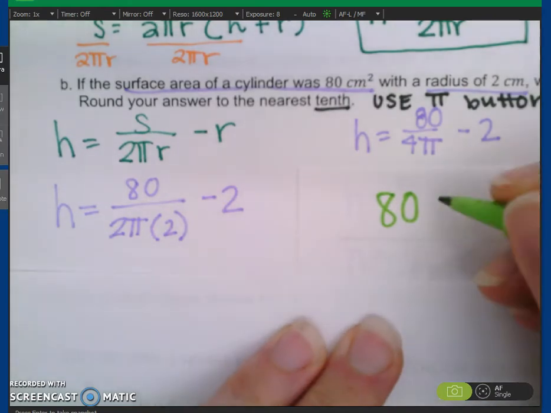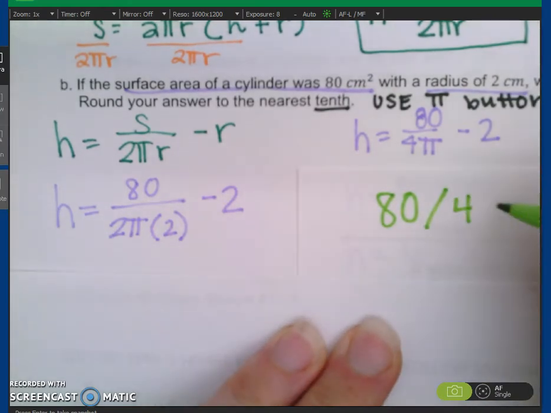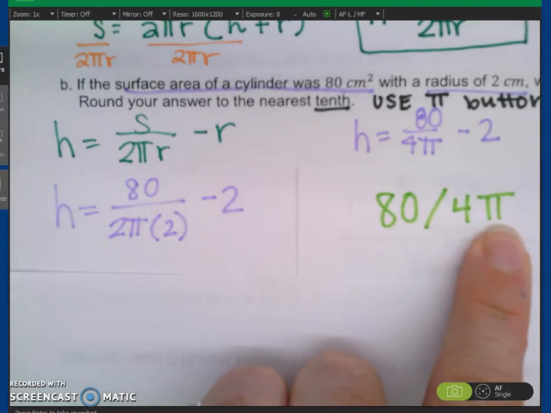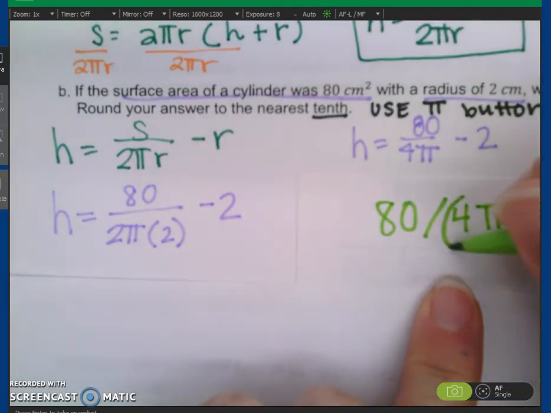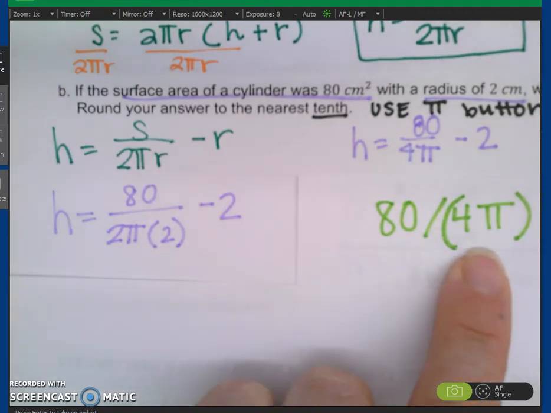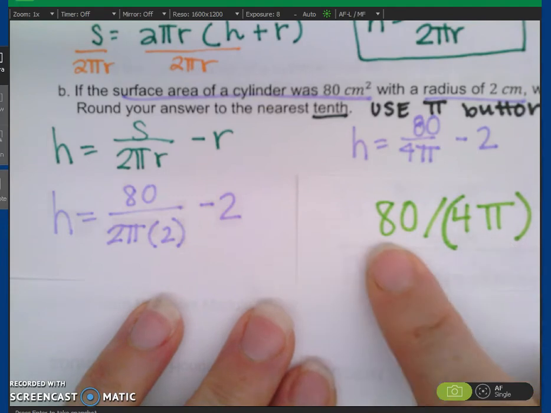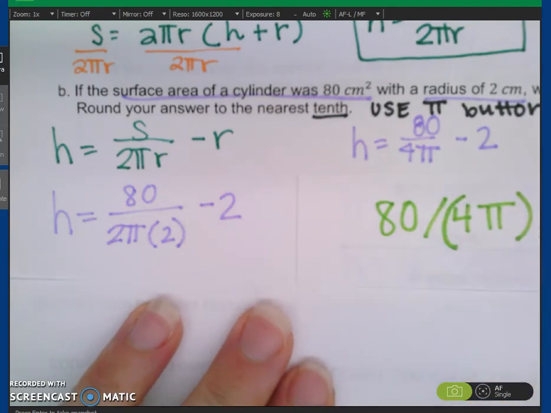If you just put in 80 divided by 4 and then put in pi, it's going to divide 80 by 4 and then multiply by pi. To avoid that, please put parentheses in your calculator around the 4 pi to make sure it divides 80 by the product of 4 pi.